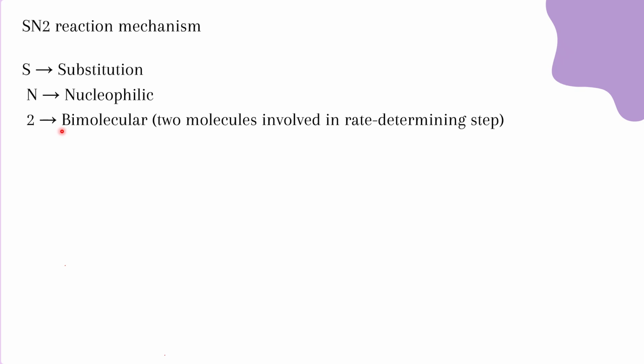Well, bi means two, molecular means molecules. So there are two molecules involved in the rate determining step. This means if I take out the rate law for this particular reaction, I will get a second order reaction, because the rate of reaction is dependent upon the two substrates or the two reactants that are involved in this reaction.